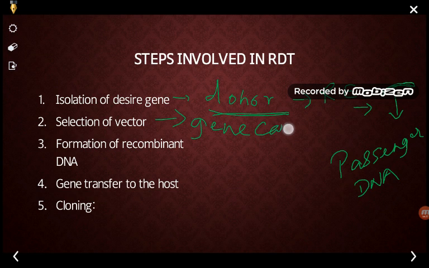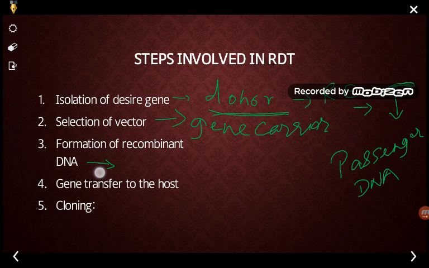So the gene carrier is now selected, which may generally be a plasmid, phages, or cosmid. Already discussed about it. Next is the formation of recombinant DNA. How does the formation of recombinant DNA take place?